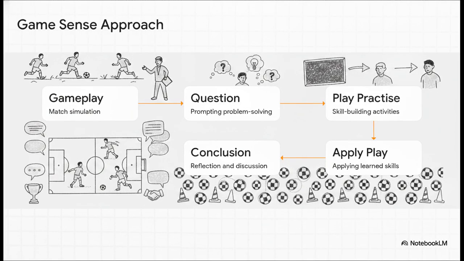So instead of rigidly yelling instructions from the sidelines, a modern coach runs through this specific loop. They start with a match simulation, and then, and this is the genius part, they pause to ask a question. They'll ask the kids, when should you move to receive a pass? This forces the students to actively solve the problem themselves. Then they do some targeted play practice to build the skill, dive back into gameplay to test it out, and finally conclude with reflection. It totally empowers the students to discover the mechanics of the game on their own.